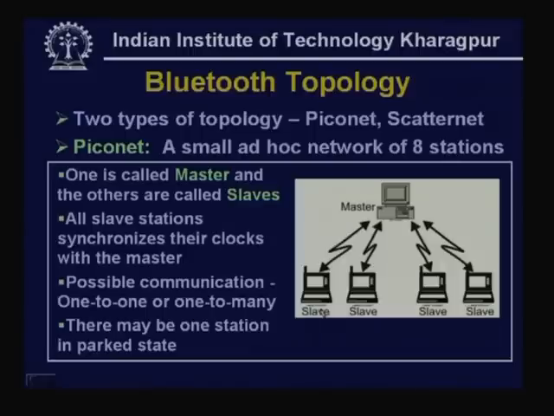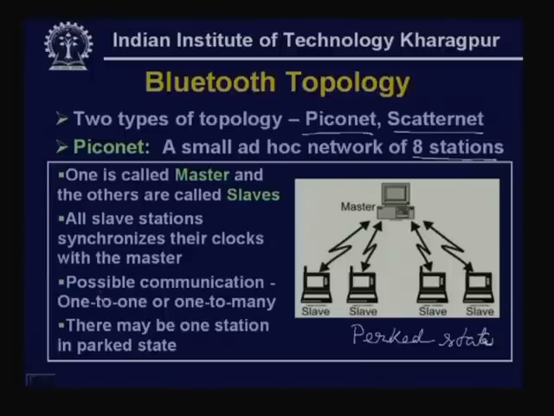Now, here is the Bluetooth topology. It supports two types of topology. First one is piconet, second one is scatternet. A piconet is a very small ad hoc network with only 8 stations. As you can see, it has a master and other such slaves. So, you can have one master and 7 slaves. Of course, apart from the active slaves, one slave can be kept on standby, which is known as the parked state. However, if this particular slave wants to join, then one of the active slaves has to be taken out.